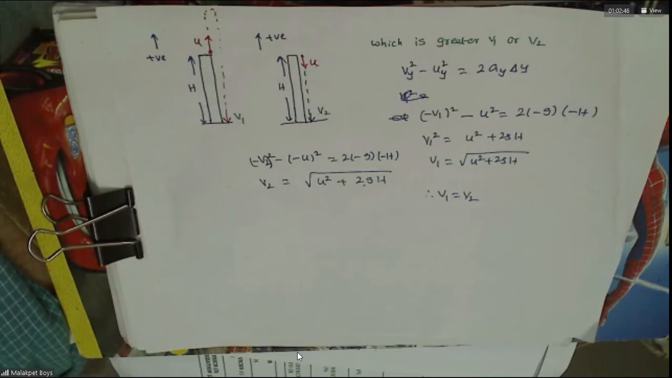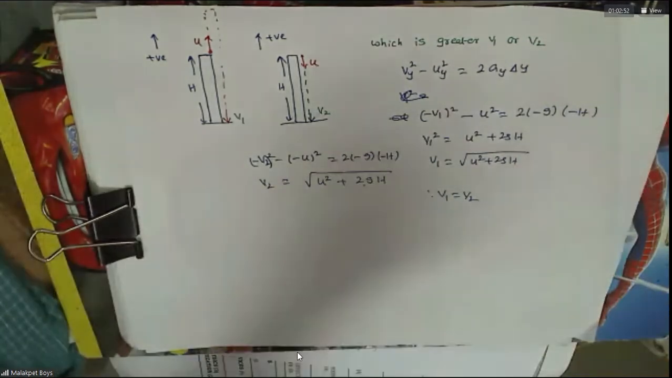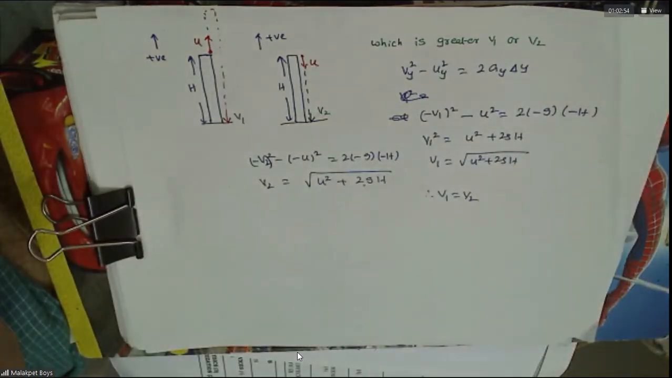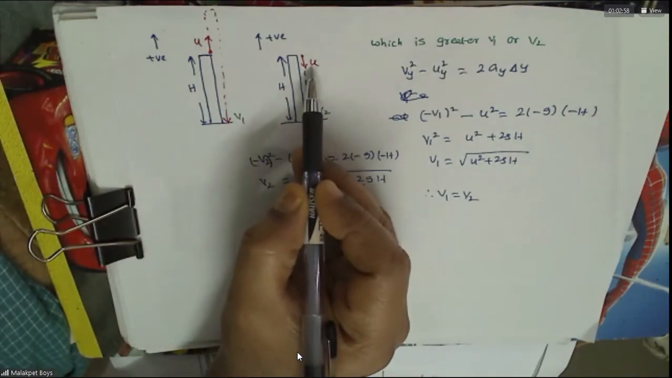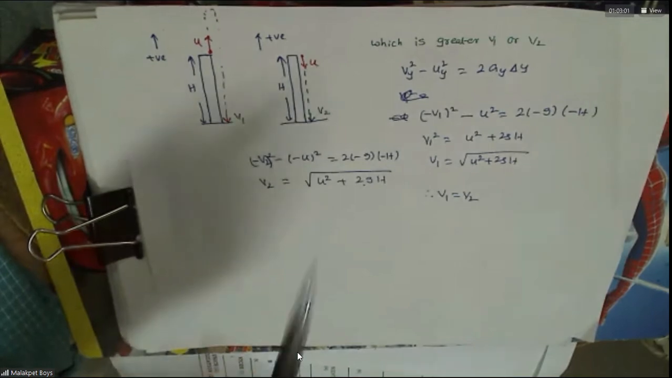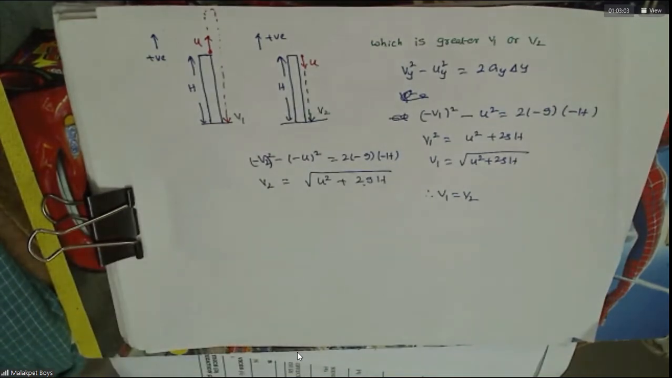Sir, in the second one, it will be 0, no? Which one? Sir, in V2, the initial velocity is 0, no? Why? It is thrown with u, no? Okay, okay, sir. We are not dropping, we are throwing. In the diagram it is given, no? Yes, sir. Done, sir.